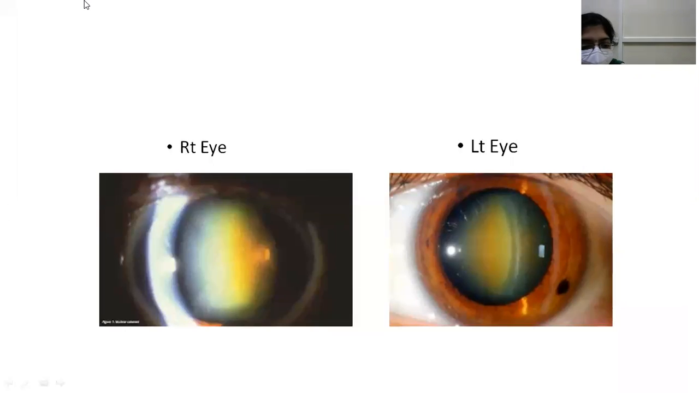Hard and rock hard in color. Rock hard. Brown cataract is cataract of brunescence. Red is rubra and black is nigra. It is there in your textbooks, okay?